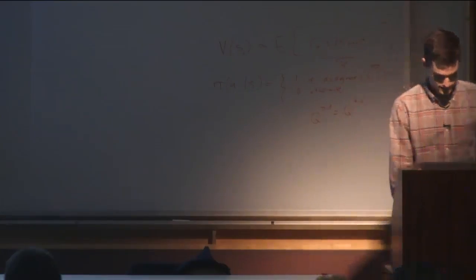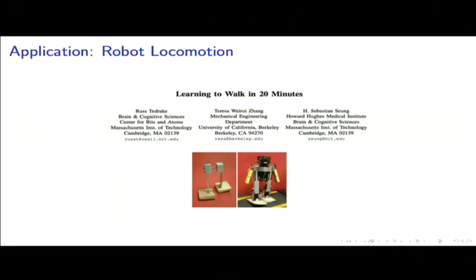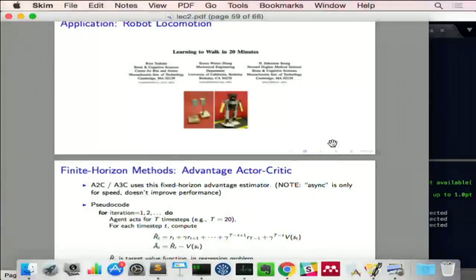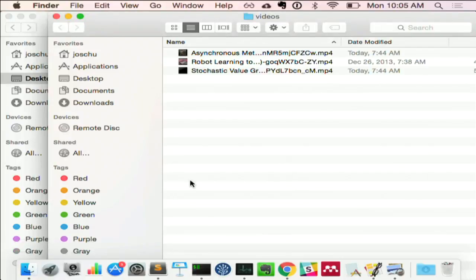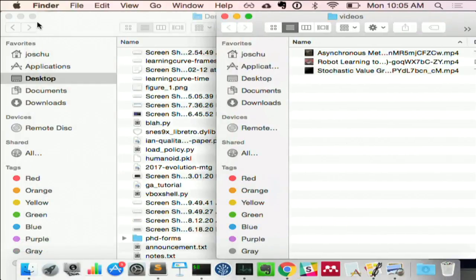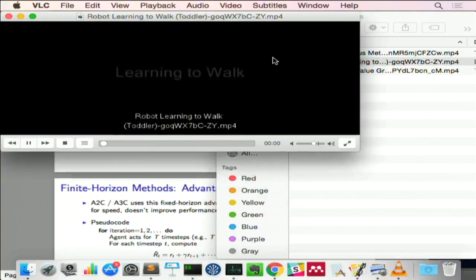All right. So now I'll just show a couple of applications. Here's one nice application of policy gradient methods, one of the earlier nice robotic demonstrations of policy gradient methods. This one is from sometime in the 90s from Russ Tedrake. Here's a video of it.